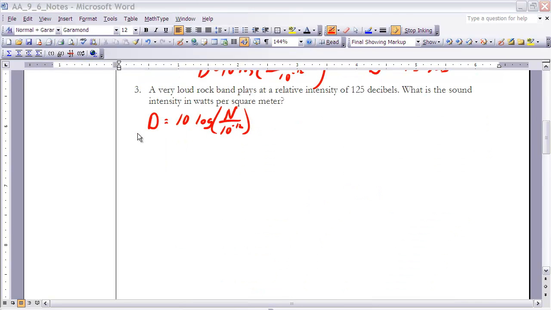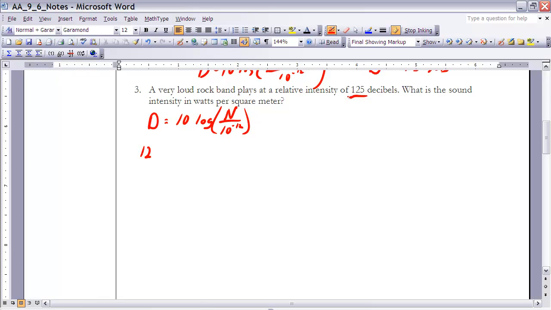So let's take a look at example number 3 here. It says a very loud rock band plays at a relative intensity of 125 decibels. What is the sound intensity in watts per square meter? Well, to do that, I'm going to use this equation, but instead of putting in something for n, because that represents the watts per square meter, I'm going to put 125 in for the level D.